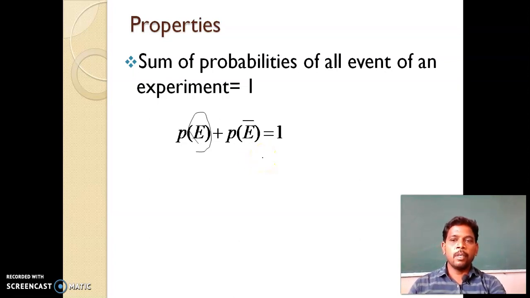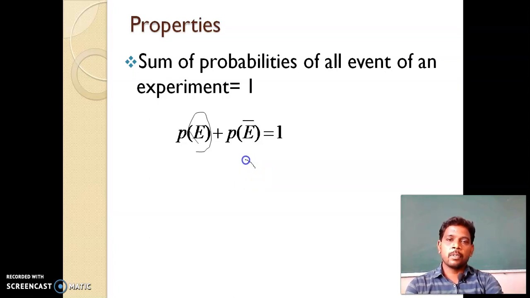In a similar way, if you are throwing a die, the question is: what is the probability of getting odd numbers? If we call the odd numbers E, then E bar is nothing but the remaining set of numbers, that is the set of even numbers. So E is one set of the particular experiment, and E bar is nothing but another set of the particular experiment.